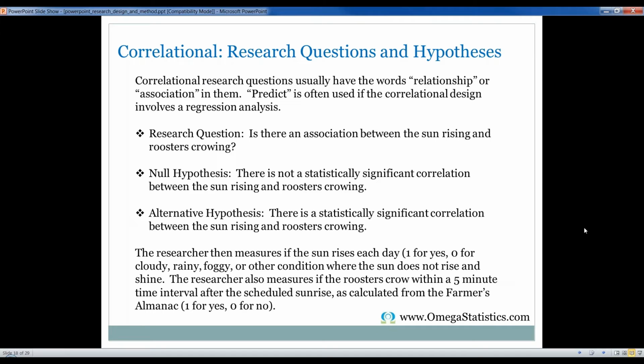The researcher's also going to measure if the roosters crow within a 5-minute time interval after the scheduled sunrise, and then she's going to also code those. Each rooster is 1 for yes, a 0 for no. So each rooster, she's going to see if they crow. And then she's going to get her sunrise schedule from the Farmer's Almanac, right?